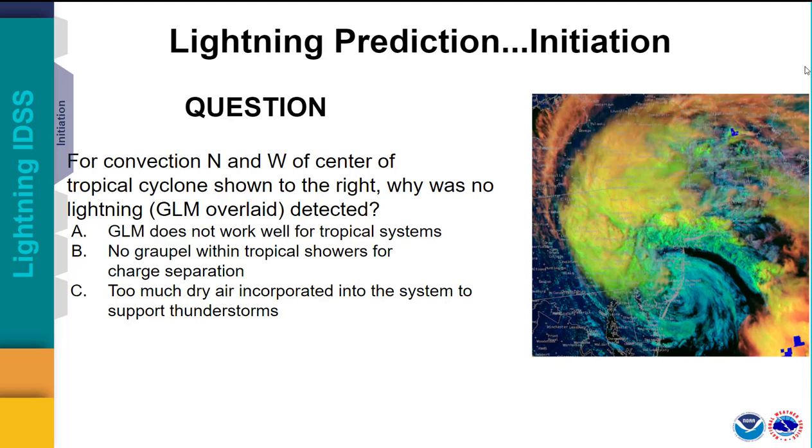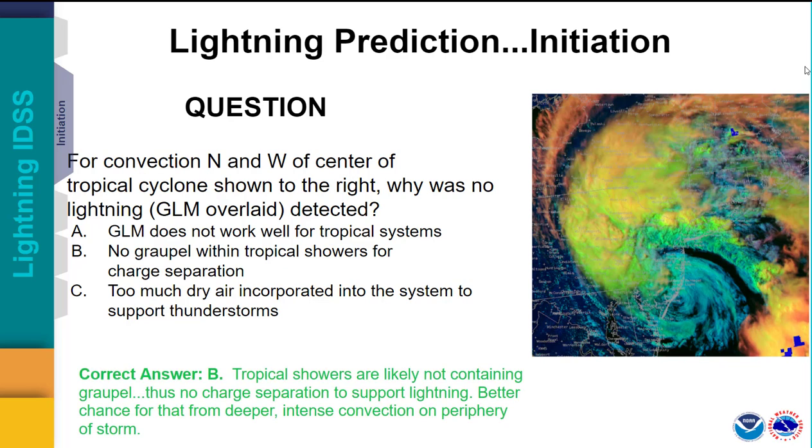For a tropical cyclone, precipitation development around the core of the system is different than for extratropical system precipitation. Typically, we don't have the graupel to support lightning. Thus, the correct answer here is B.